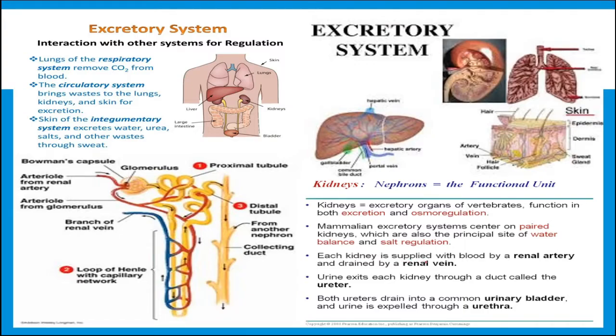The kidney is supplied with blood by two types of vessels: the renal artery, and the renal vein, which is involved in draining out the blood. Urine exits each kidney through a duct known as the ureter, as we can see here in this figure. Both ureters drain into a common sac-like structure known as the urinary bladder, and the urine is expelled out through this structure known as the urethra. So, these are the different organs, parts of the excretory system of human beings.